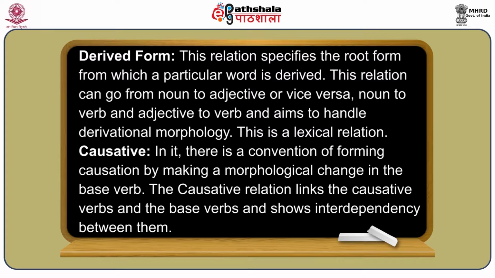Derived form. The relation specifies the root form from which a particular word is derived. This relation can go from noun to adjective or vice versa, noun to verb and adjective to verb, and aims to handle derivational morphology. This is a kind of lexical relationship. Causative. In it, there is a causative convention of forming causations by making a morphological change in the base verb. The causative links the causative verbs and the base verbs and shows interdependency between them.